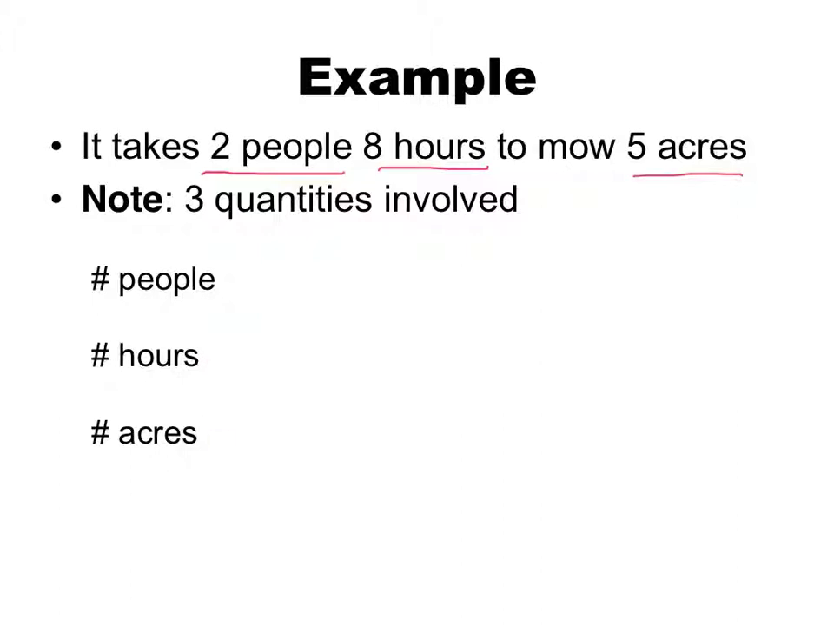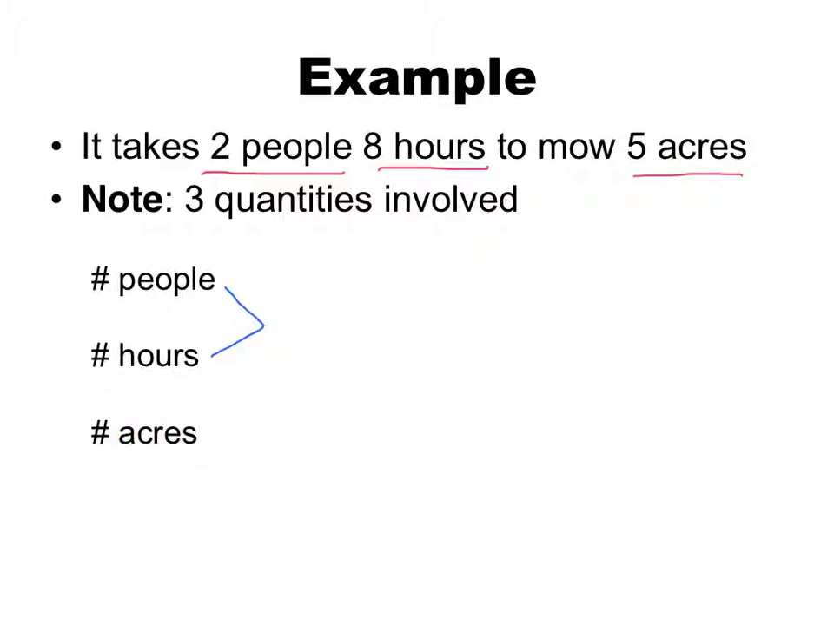Now let's think about these different pairs of quantities and think about whether they're inversely proportional or directly proportional. Let's consider the number of people and the number of hours. And let's say that the number of acres is fixed. So we're just going to ignore the number of acres for right now.